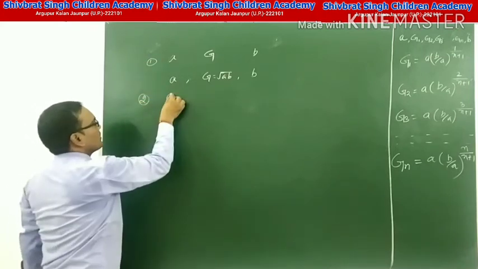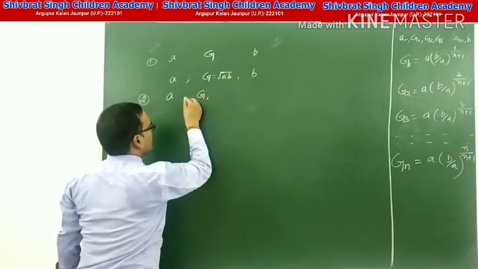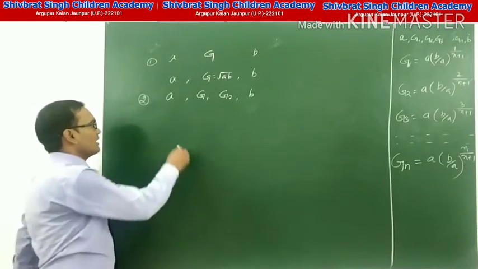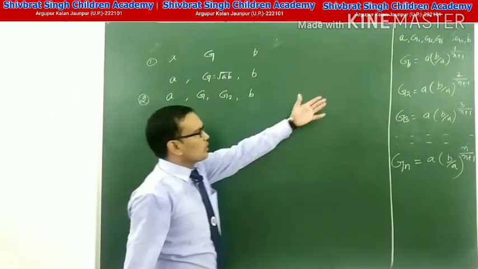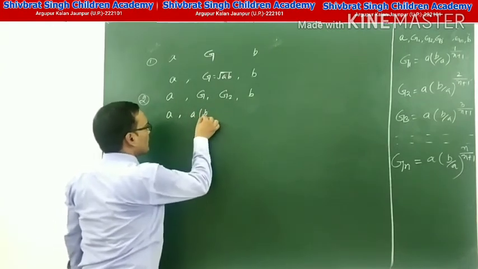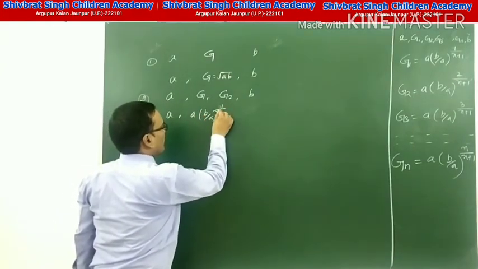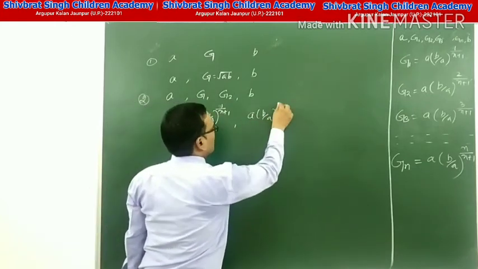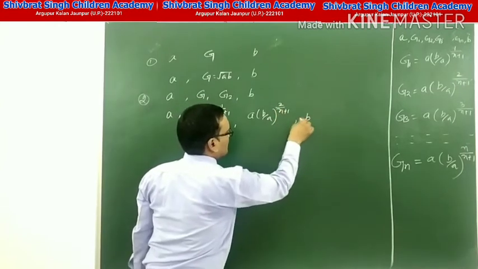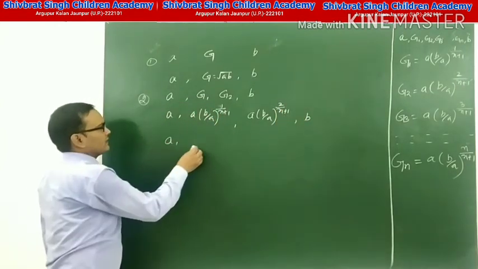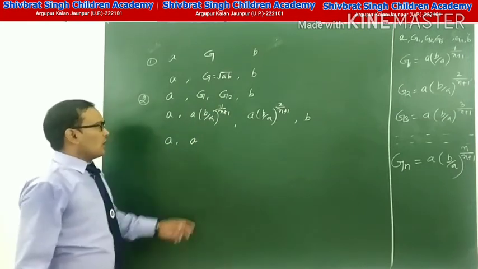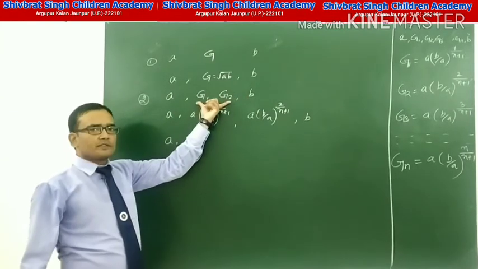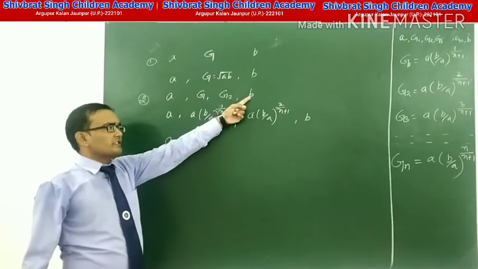And second, you can insert two geometric means between A and B. What is the value of G1 and G2? Here the sequence is A, G1, G2, B, where G1 equals A (B upon A) to the power 1 upon n plus 1, and G2 equals A (B upon A) to the power 2 upon n plus 1. Here, how many geometric means are inserted between the two positive numbers A and B? There are two geometric means inserted.